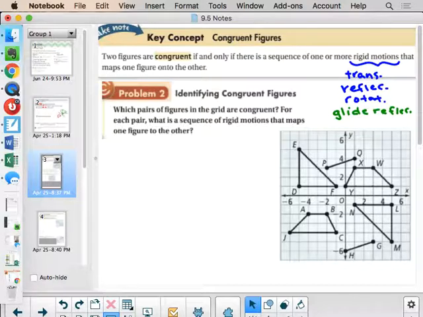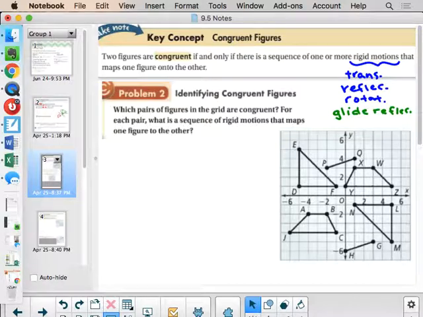Now the piece that you need to understand, though, is the translation has to be parallel to, in the same direction as, the line you reflect across, okay? For example, if I translate up and then reflect across a vertical line, then I have a glide reflection. But if I translate left and reflect across a vertical line, that is not an example of a glide reflection, okay? So that's a very key concept right there, okay?